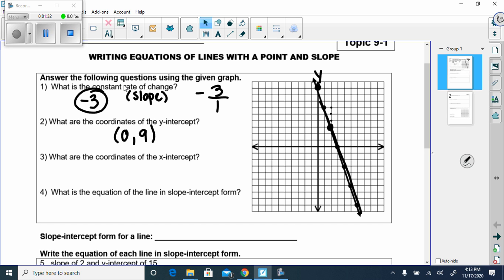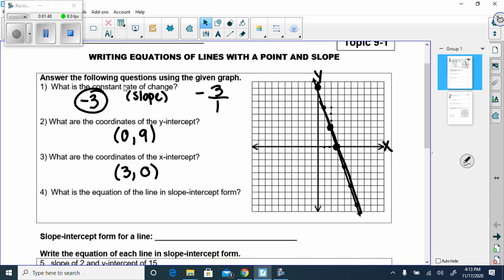It then asks what the coordinates of the x-intercept are. So x-intercept is where it crosses the x-axis. So right here at this point, which is at 3. So that would be the coordinate point 3, 0.